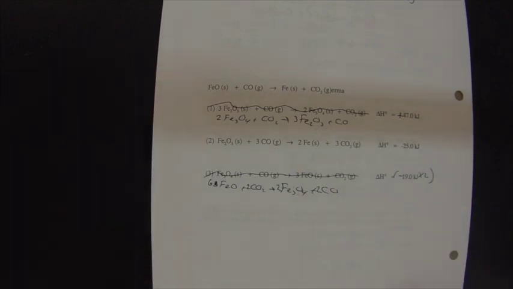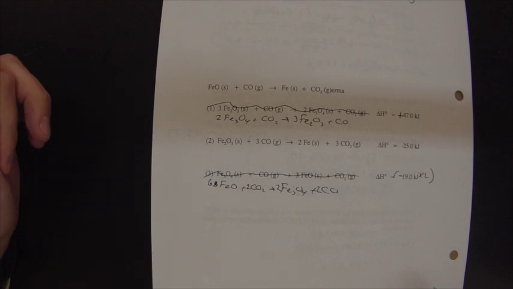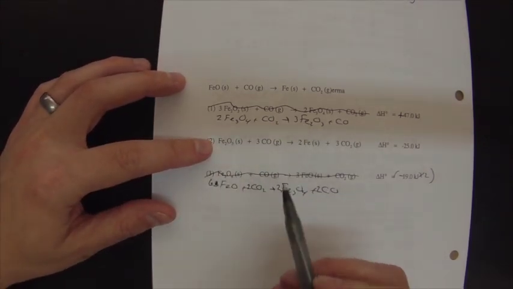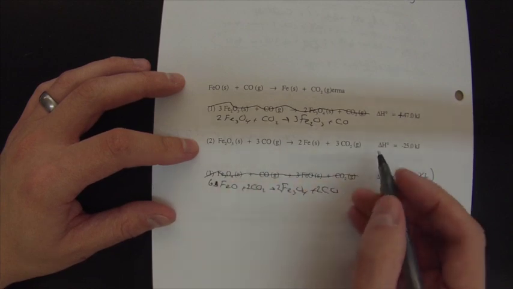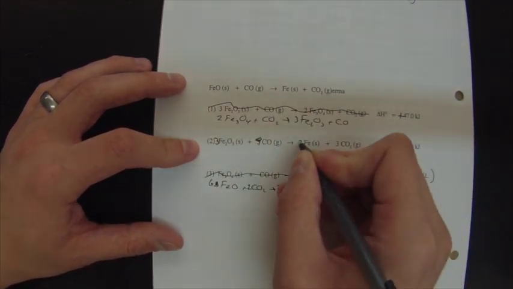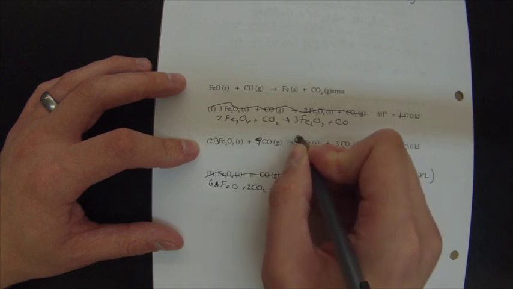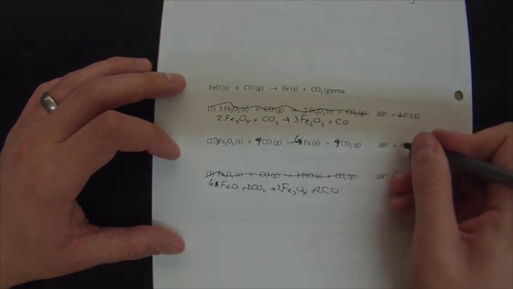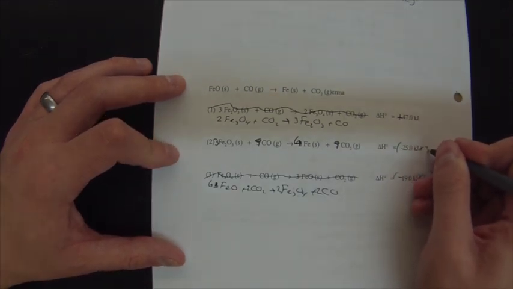And then lastly, if you look at this, we need our Fe2O3s to cancel right here, and they won't because you only have 1 here and 3 there. So this needs to be multiplied by 3. So now you have 3, 9, 6, and 9. And then again, multiply this by 3.